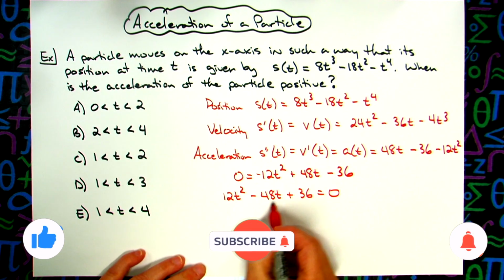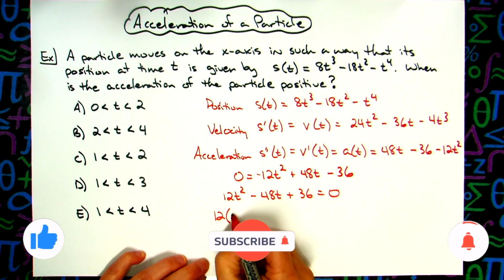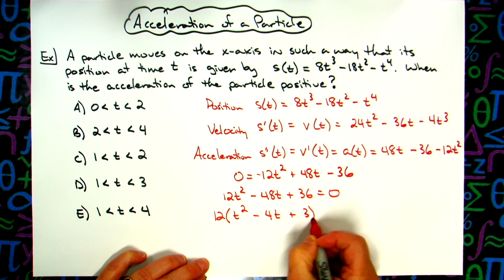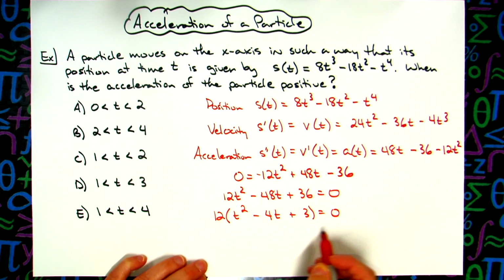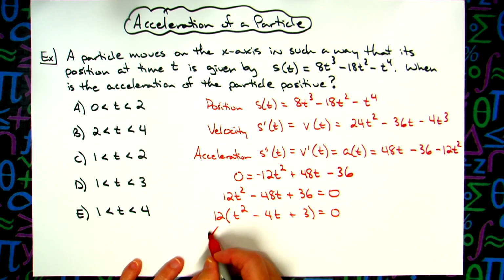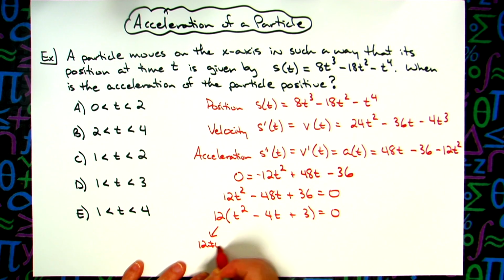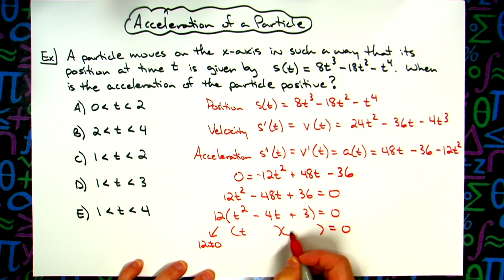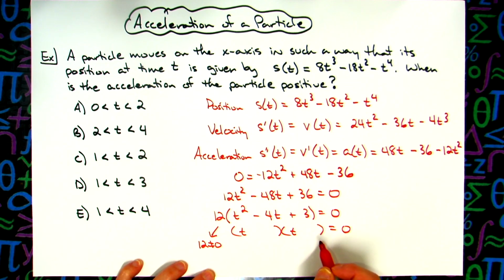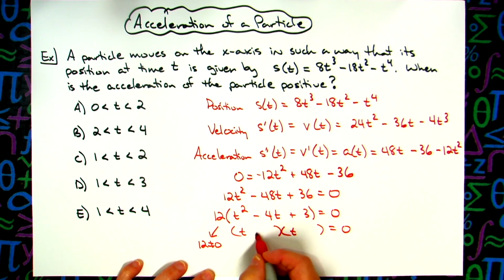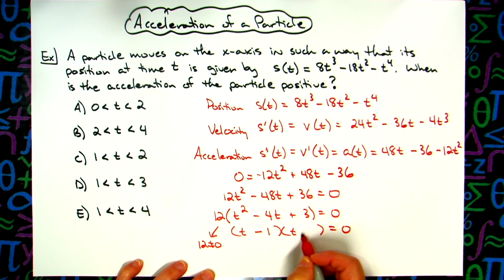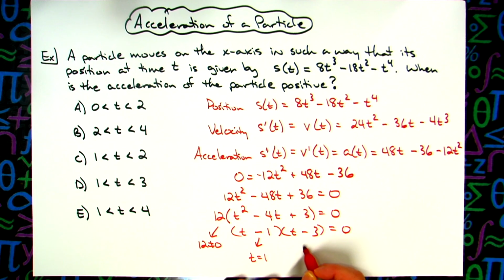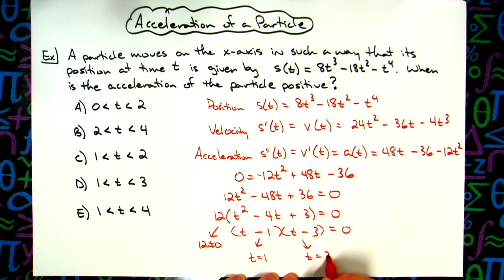Let's factor out the greatest common factor of 12. That's going to give me t squared minus 4t plus 3. If I set everything equal to 0 after I factor this, I can set 12 equal to 0, which gives me a false statement. Factoring this, I'm going to have a t and a t here. I need a positive 3, but negative in the middle, so I'll have two negatives: t minus 1 and t minus 3. Setting these equal to 0, I get t equals 1, and t equals 3.